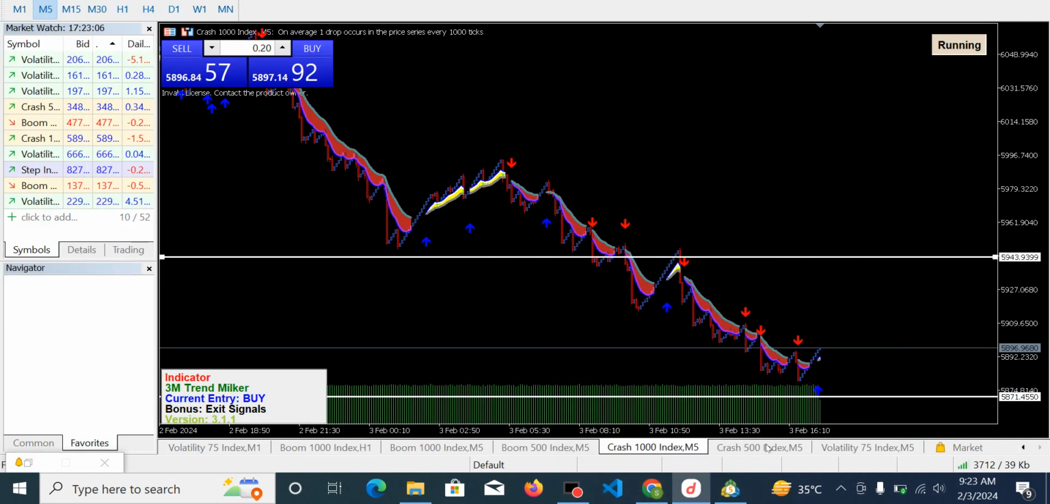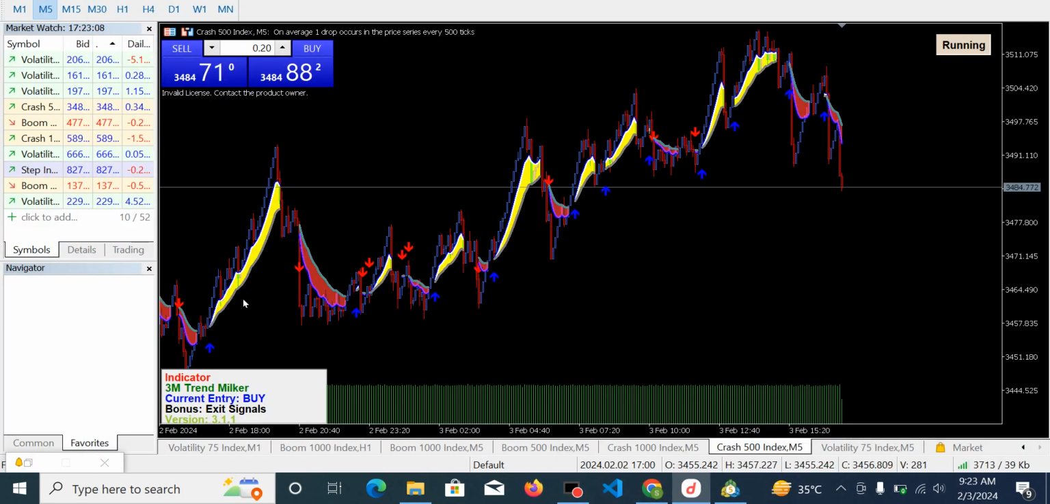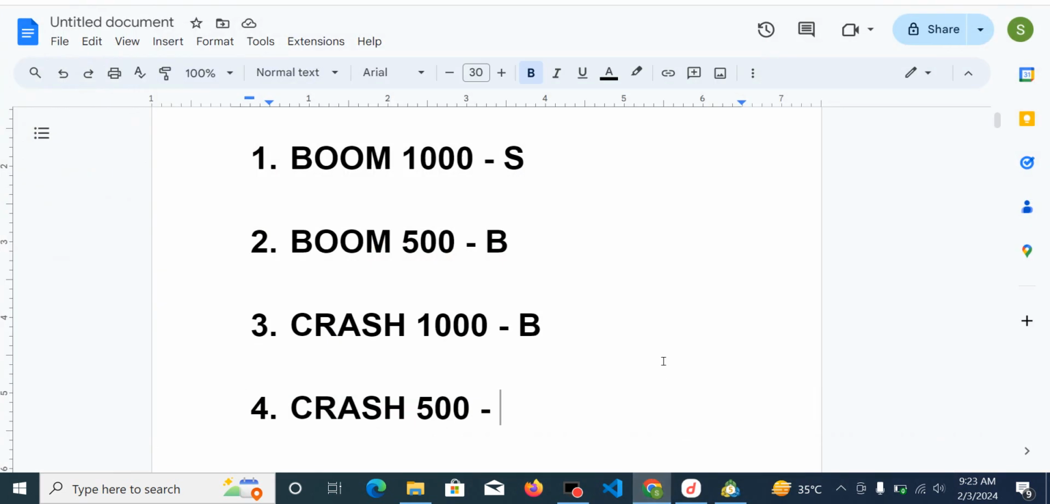Okay, so the next asset is going to be crash 500. Crash 500 had been on downtrend for a very long time, even though the movement was not that smooth, but it has been more of an uptrend than a downtrend. And of course right here it was unable to break out above this resistance, so it started a downtrend right from there, so it is selling at the moment. Okay, so we should take note of that.